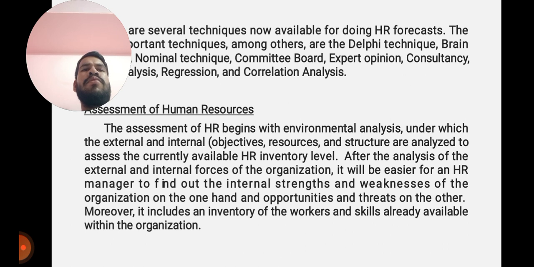Assessment of human resources. The assessment of HR begins with environmental analysis, under which the external and internal objectives, resources and structure are analyzed to assess the currently available HR inventory level. After the analysis of the external and internal forces of the organization, it will be easier for an HR manager to find out the internal strengths and weaknesses of the organization on the one hand and opportunities and threats on the other. Moreover, it includes an inventory of the workers and skills already available within the organization.